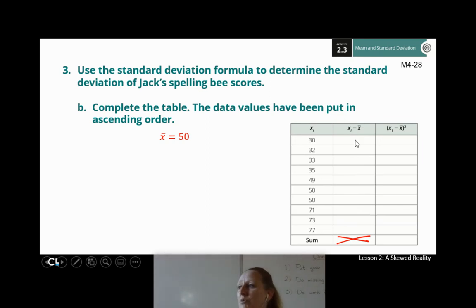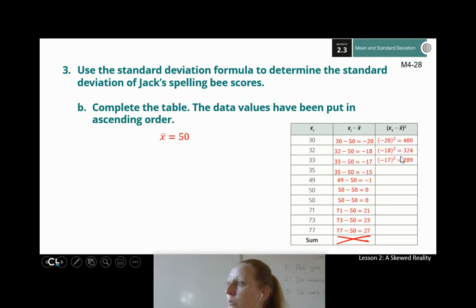So I started off by subtracting minus 50, minus 50, minus 50. I just did it all the way down. So I was like negative 20, negative 18, negative 17, negative 15, negative 1, 0, 0, 21, 23, and 27. I did tell you guys not to add those up, so we marked out that box. Now, square them all. And this is why I have a calculator. If I square them all up, I got 400, 324, 289, 225, 100, 441, 529, and 729.